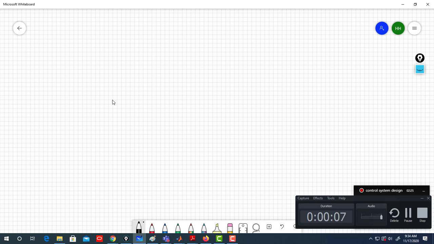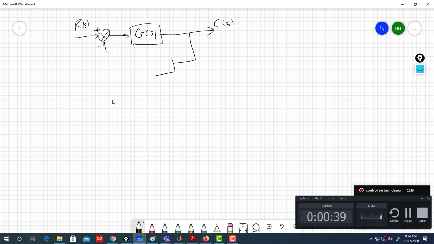So let's consider this feedback system. I have a reference R of S, and here is my summation block. So I have negative feedback. Here is my system, let me call it G of S, and here is my output. I will call it C of S. And my feedback is not unity feedback. I have a sensor dynamic which I call H of S.